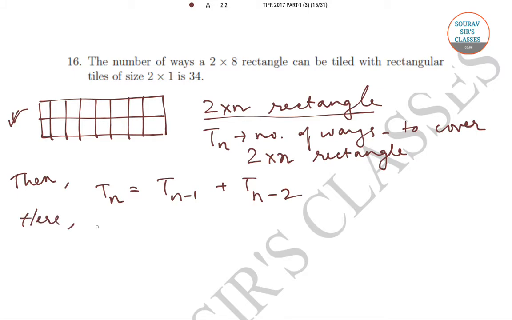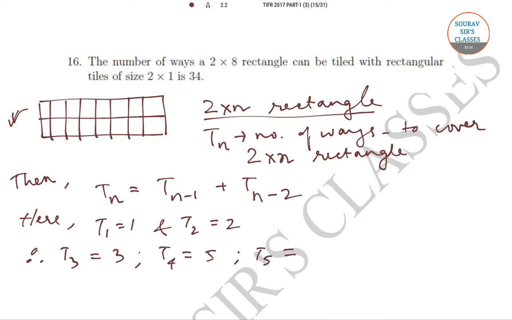In this present condition, T1 is equal to 1 and T2 is equal to 2. Therefore, T3 is equal to 3, T4 is equal to 5, T5 is equal to 8, T6 is equal to 13, T7 is equal to 21 and T8 is equal to 34. So the statement that we have to check here is true.